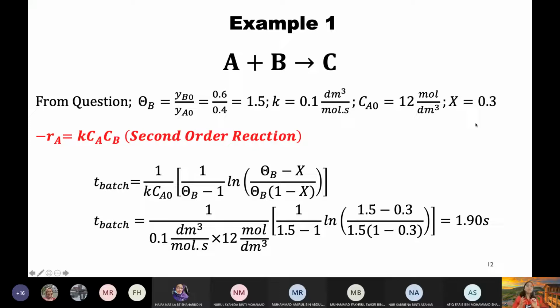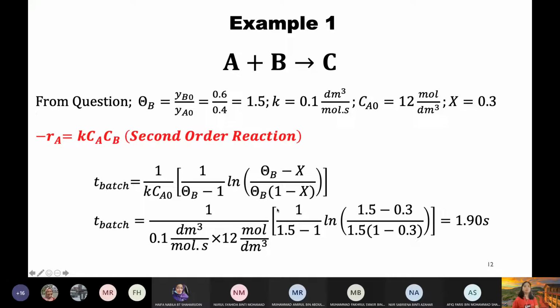Okay. So if you are not sure where do you want to start, as I told you, kamu tengok dulu equation mana yang nak digunakan. Make sure you check these three: reactor type, rate law, phase. So in this case, batch, rate law dia minus RA equals KCACB. This is liquid phase. Okay. When you have these three information, there's only one equation yang akan fit kepada tiga-tiga ini, which is yang kita baru belajar: reaction time equals 1 per K CA0 in bracket 1 per theta B minus 1, ln in bracket theta B minus X per theta B in bracket 1 minus X.